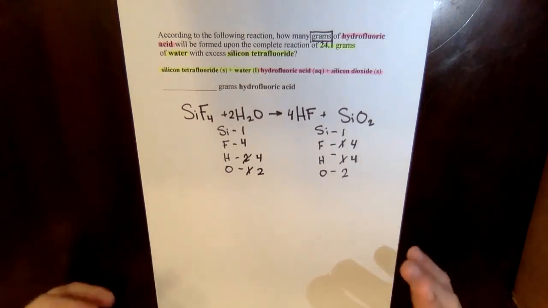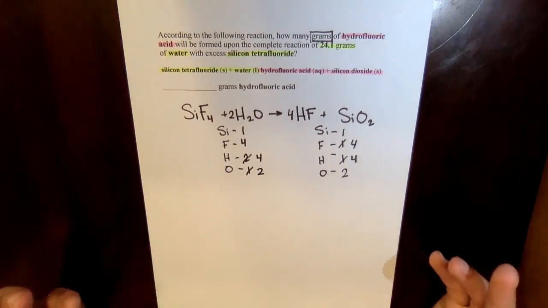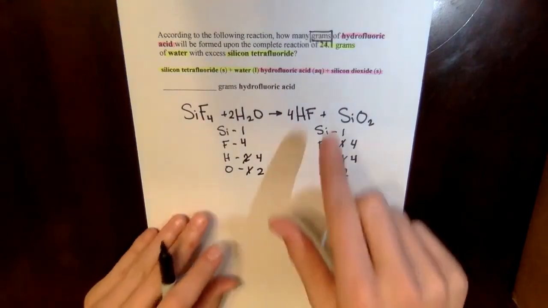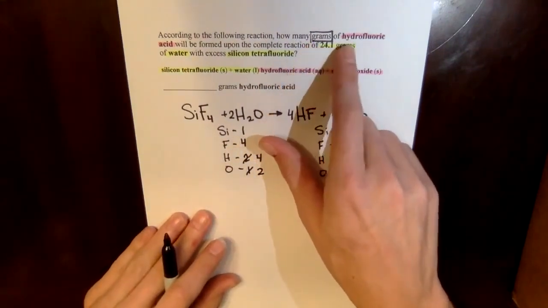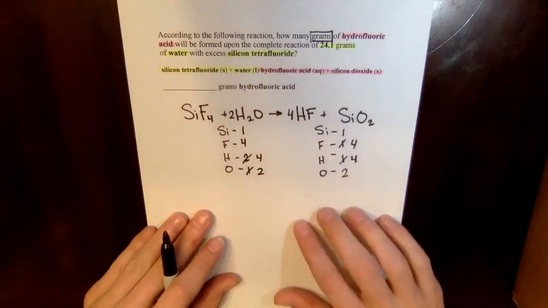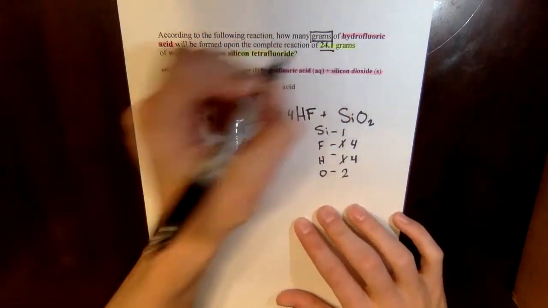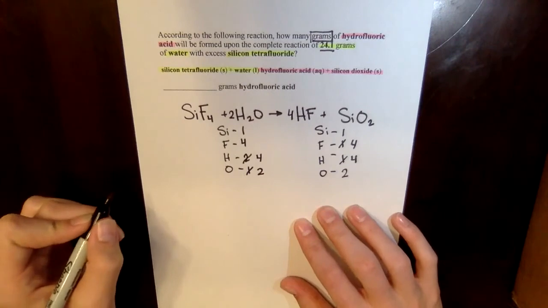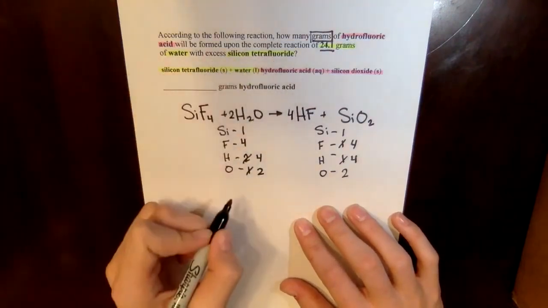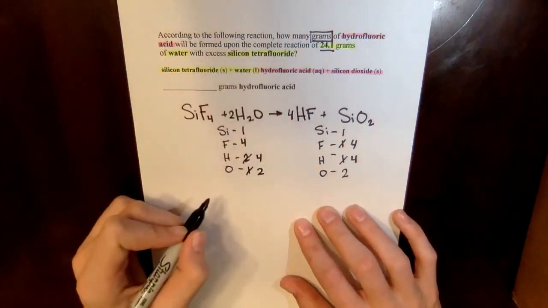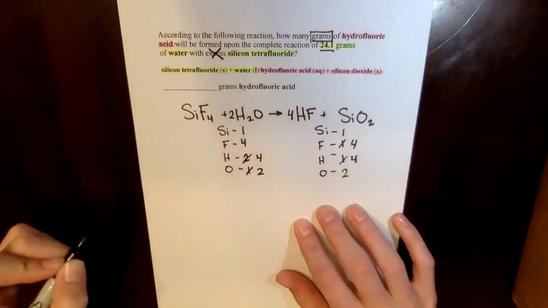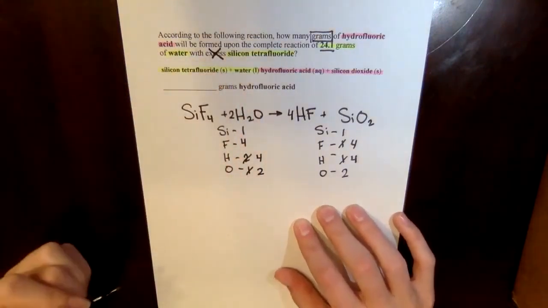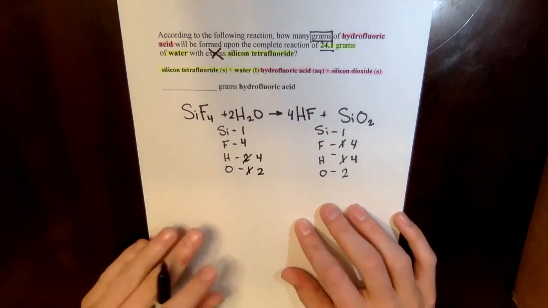Now, we need to look at how much stuff we have and what we are going to do with that stuff. So looking back at the question, remember we're looking for grams of hydrofluoric acid that will be formed upon the complete reaction of 24.1 grams of water with excess silicon tetrafluoride. Now hopefully you remember that when we see the word excess, we're going to X it out because that is more than we need. It is not going to affect our reaction.